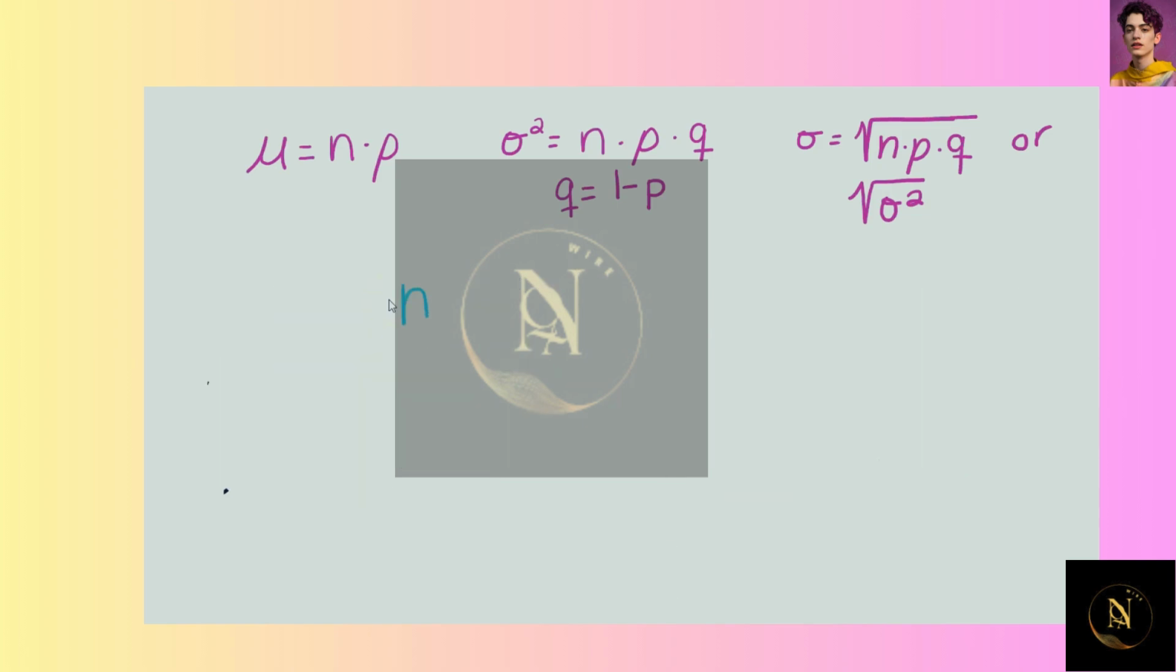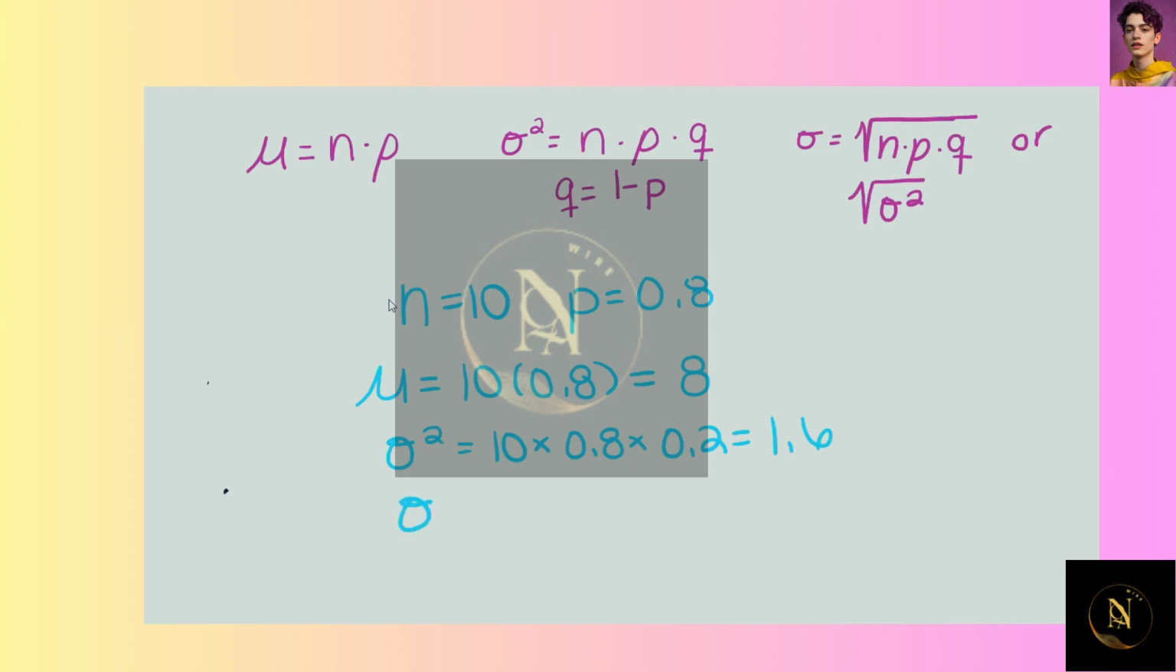How about one more? n equals 10, and the probability of success is 0.8. So the mean would be 10 times 0.8, which is 8. The variance would be 10 times 0.8 times 0.2, which is 1.6. And the standard deviation would be the square root of 1.6, which is about 1.26.